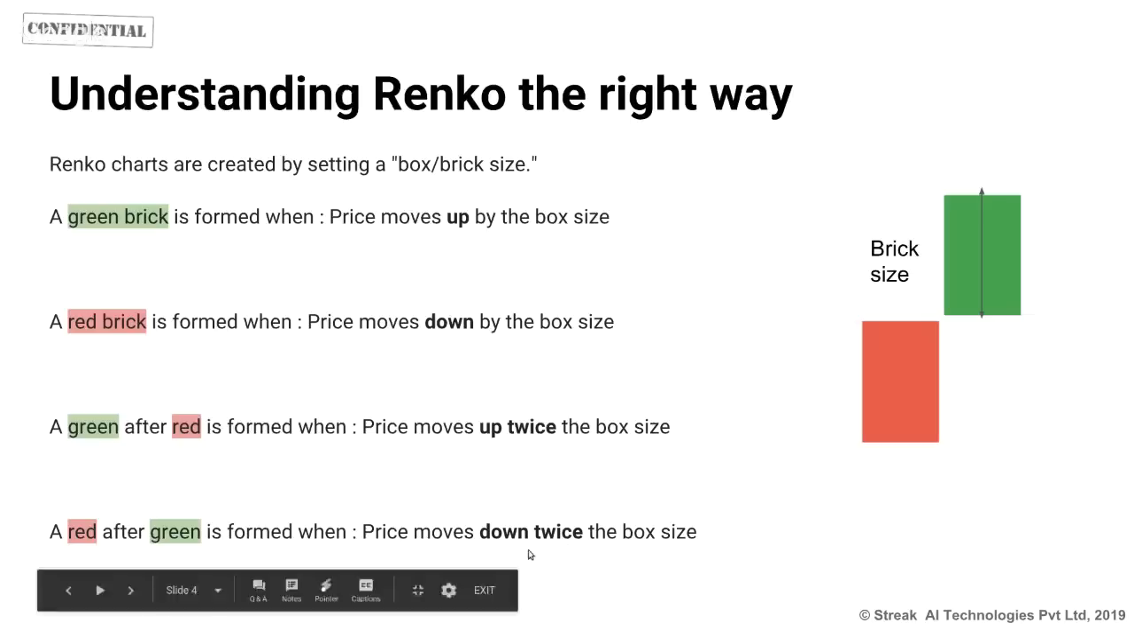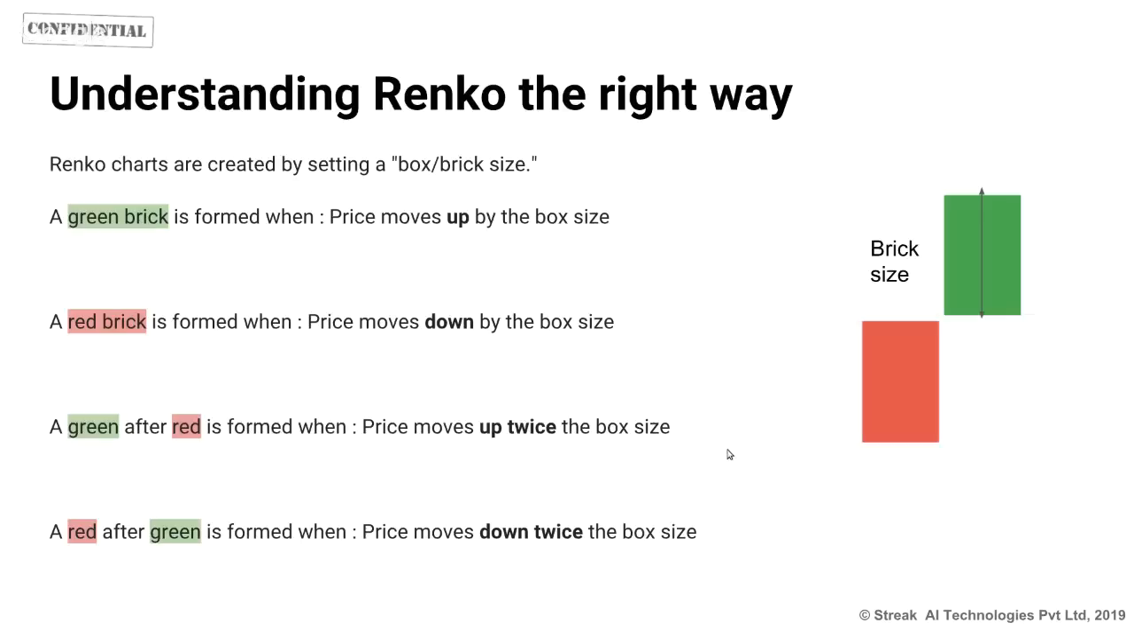Okay. Now a red to form after a green, exactly the same thing. Price has to drop twice the amount of the brick size for a red to form after a green. Right? Are we all clear here? You can just write in chat. Anybody has any doubts? Just let us know.